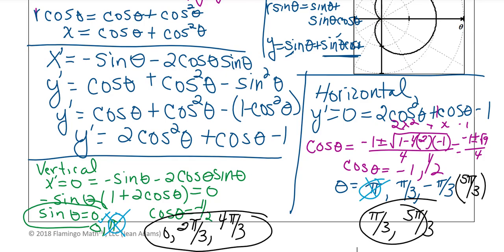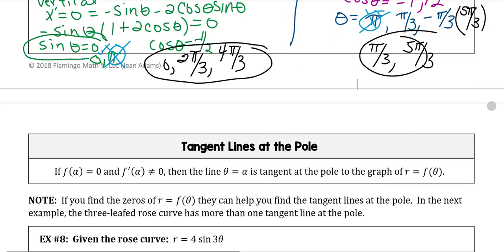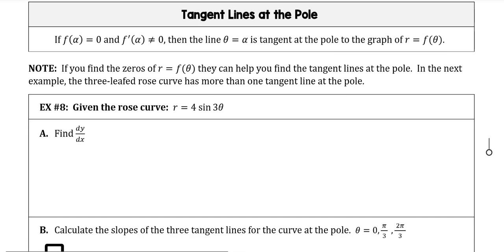Okay, moving on then. Tangent lines at the pole. If f of alpha equals 0 and f prime of alpha is not equal to 0, then the line theta equals alpha is a tangent at the pole to the graph of r. So at the pole means it's tangent right at the center. If you find the zeros of r equals f of theta, they can help you find tangent lines at the pole.